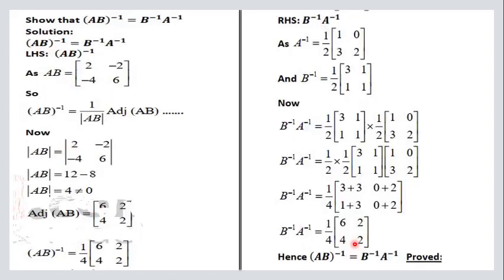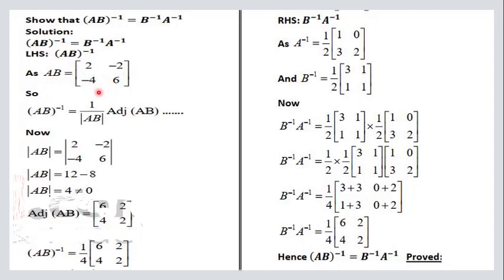Now for the next part we need to show that (AB) inverse is equal to B inverse A inverse. We will first solve the left-hand side and then the right-hand side. Solving the left-hand side, inside the brackets there is matrix A and B. We need to multiply them together first, but we have already found AB in the first part of the question, so AB is equal to [2, -2; -4, 6].